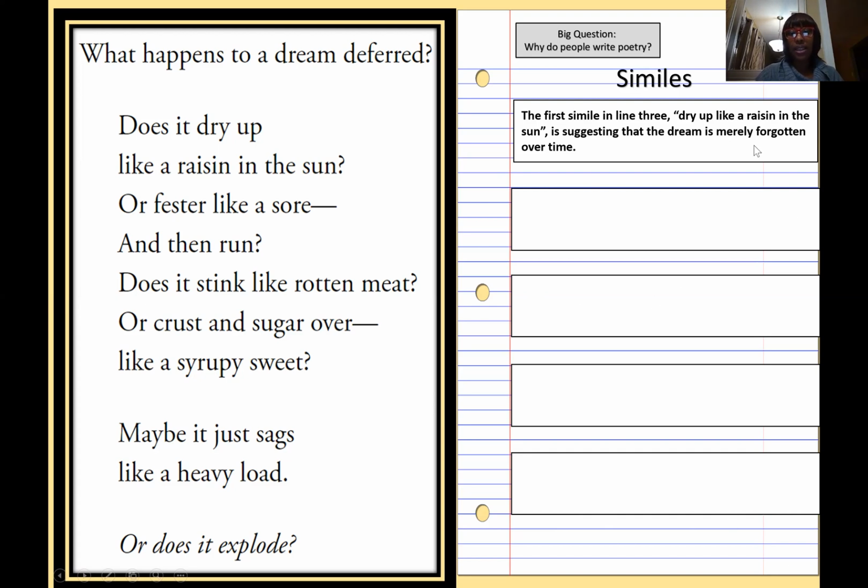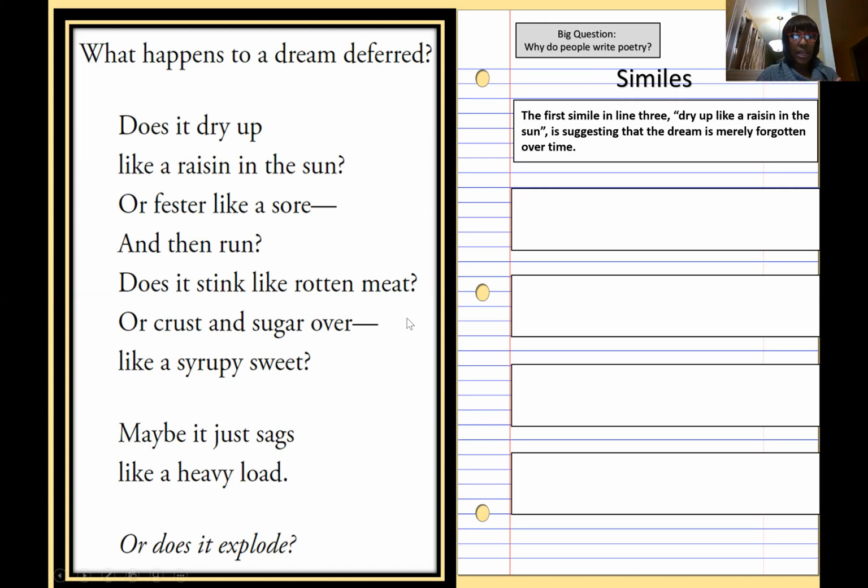But if you can set your notebook, your paper up this way, because again, we have 5 similes that we're going to look for in the poem, and you are going to explain what is meant by them. We have our big question at the top. Of course, we want to continue discussing our big question, our name, and our simile. Perfect.